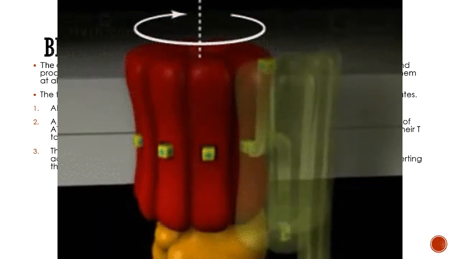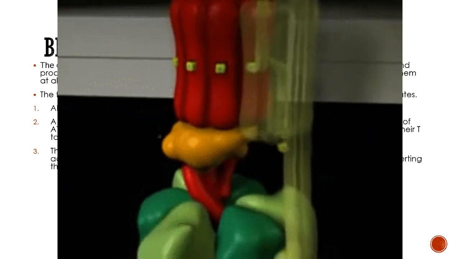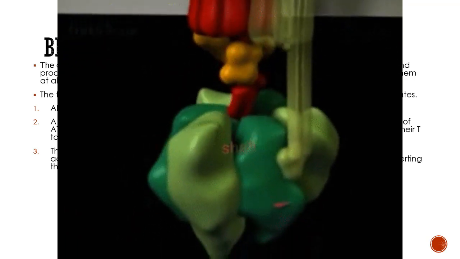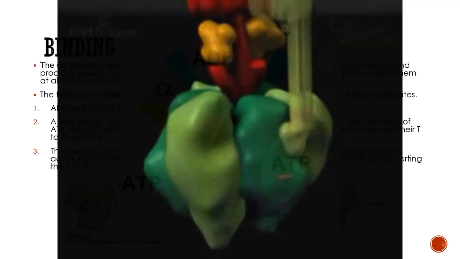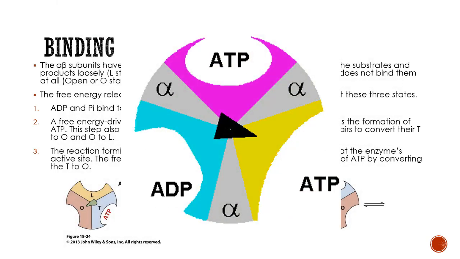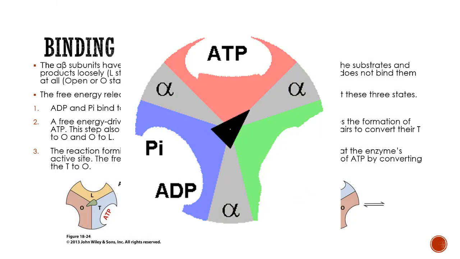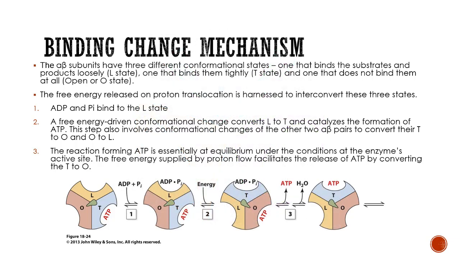The free energy that is harnessed as protons flow through the F0 component of ATP synthase is what drives these conformational changes in the alpha-beta dimers to go from the L to the T and finally to the O state, and then the cycle starts over. The reaction forming ATP is essentially at equilibrium under the conditions of the enzyme's active site in the T state.